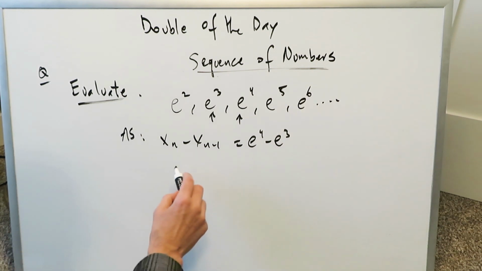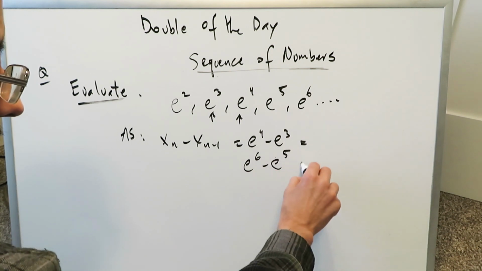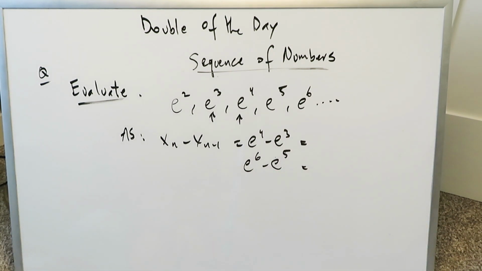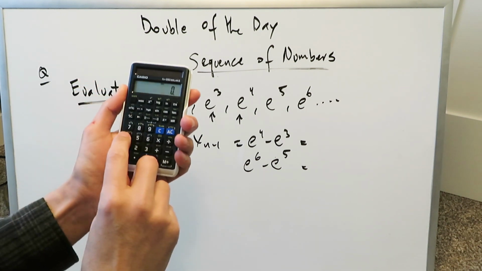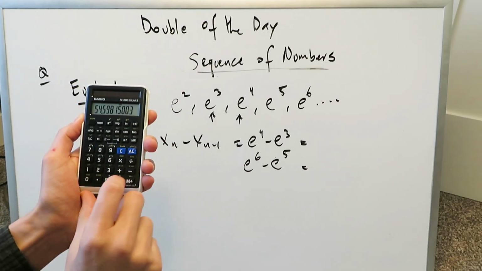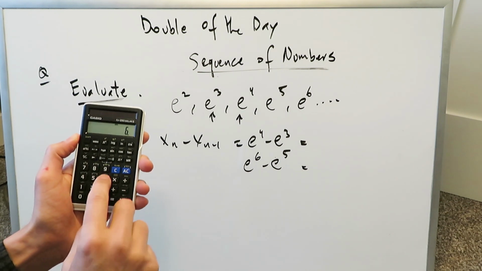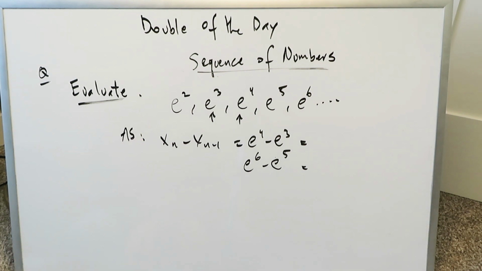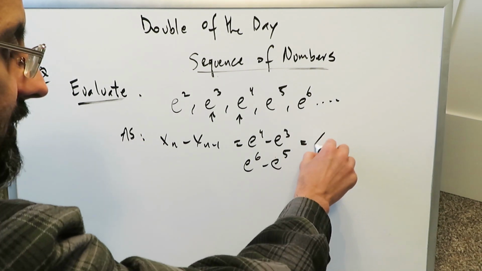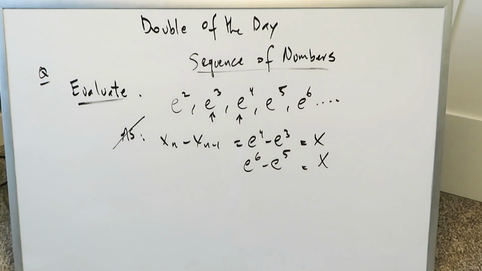You can pick another 2 numbers. You can do e to the 6 minus e to the 5 and see if there's a common difference which arises. You'll have to bring a calculator. Very likely you don't see that common difference. Let's do e to the 4 minus e cubed. You're getting here 34.5. Now let's do e to the 6 minus e to the 5. You're getting 255. So definitely you're having values over here which are not a common difference. So it's not an arithmetic sequence, that's for sure.